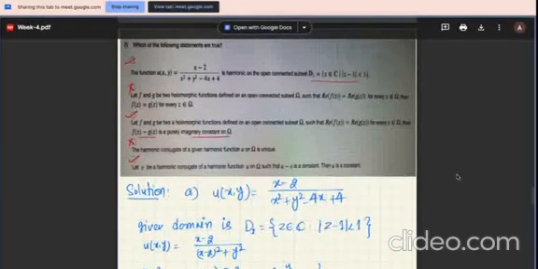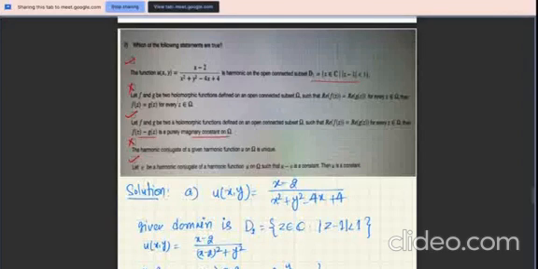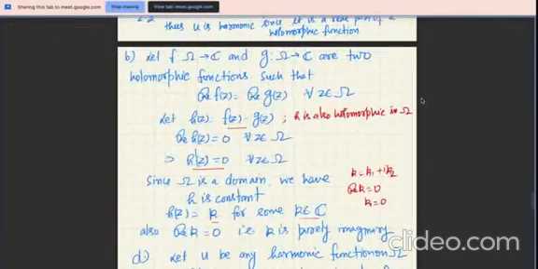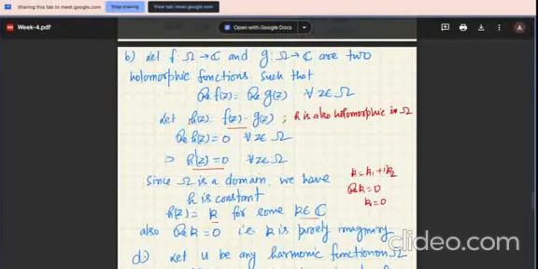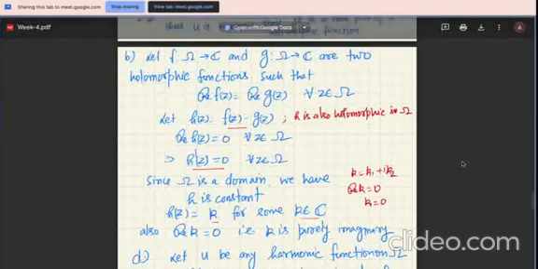Okay, so what is the next problem? Let f and g be two holomorphic functions defined on an open connected set omega such that the real part of f(z) is equal to the real part of g(z) for every z belongs to omega. Then f(z) is equal to g(z) for every z belongs to omega. Now let us consider a function h(z) equal to f(z) minus g(z). So the real part of h(z) is 0 for every z in omega. So this implies that h dash z is 0. So it means that f(z) minus g(z) is a constant. So f(z) is equal to g(z) plus k.